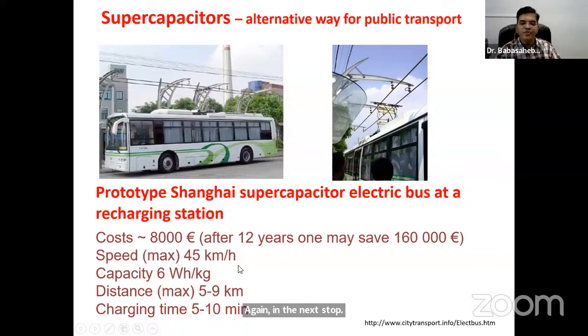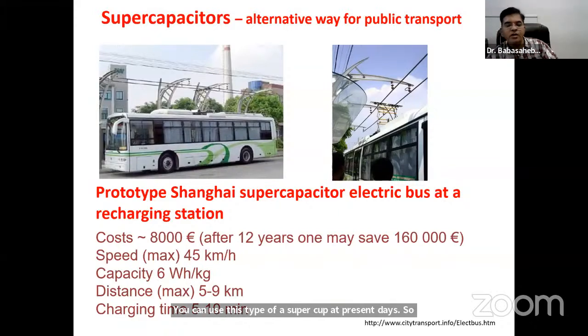So here, if your bus is running for example 5 to 10 kilometers, we can use this type of supercapacitor at present. In the future, if it has energy density comparable to the battery, it is possible to replace these batteries by using the supercapacitor.